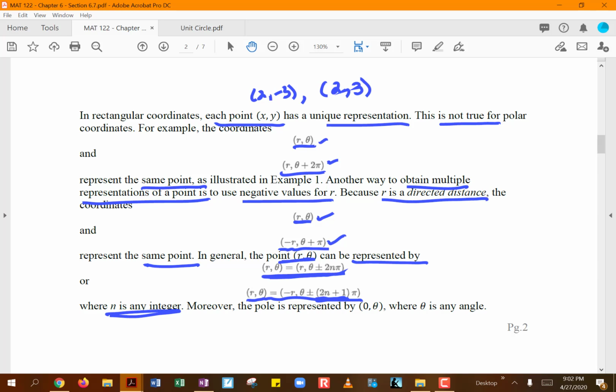They are saying, moreover, the pole, which is your origin, is represented by the point 0 comma theta. Let me show you this on the grid. If we are right here at the origin, your distance is going to be 0, so that's why your r is 0, and it doesn't matter what angle you are at, because theta can be any angle, but since your distance is 0, you are not going anywhere away from the origin, right? You're always going to stay at the origin. So you can use this representation 0 comma pi for the pole.